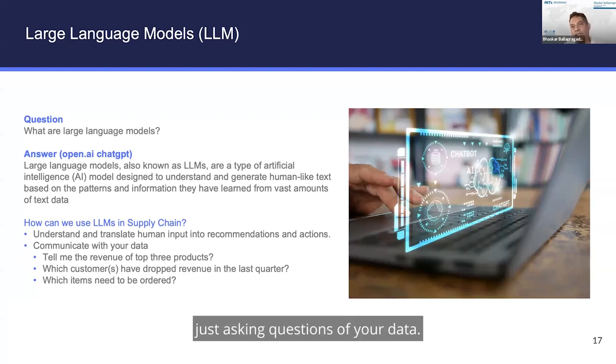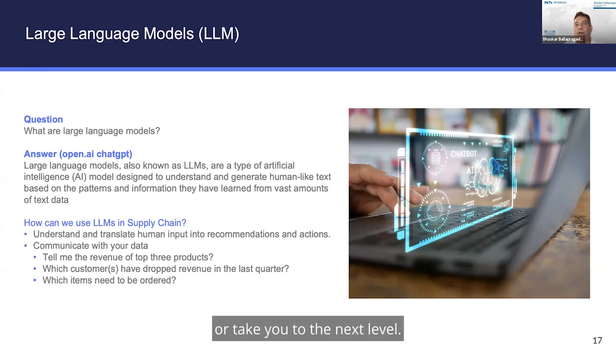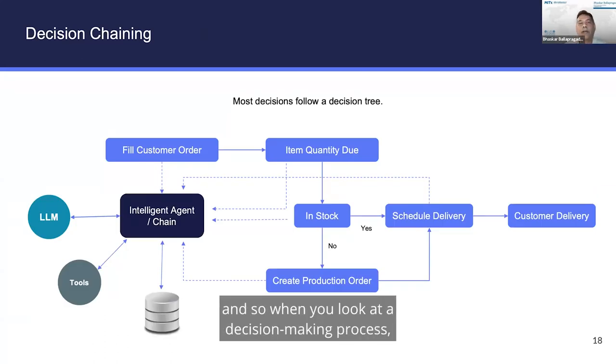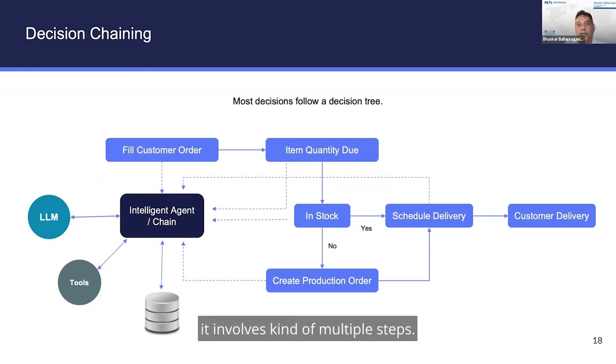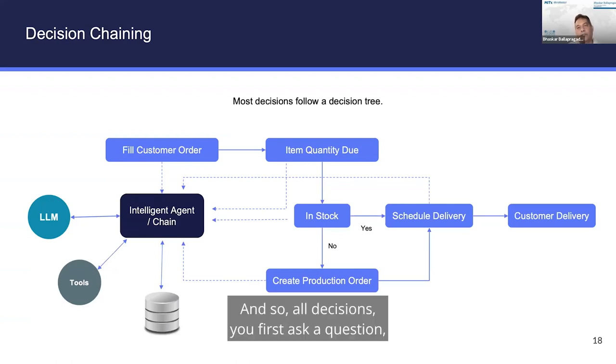But that's not all. People want to go beyond just asking questions of their data. We want to be able to make decisions out of them, or take you to the next level. When you look at a decision making process, it involves multiple steps. With all decisions, you first ask a question, you query some data, you get some recommendations, then you go to the next and ask the next set of questions, et cetera. So it's a decision chain.